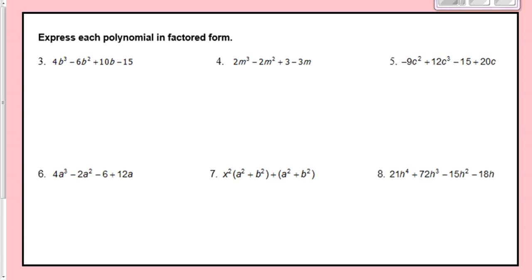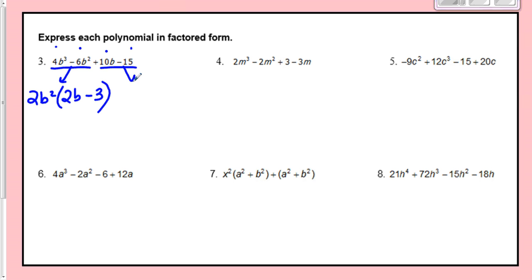So number 3, this problem, I'm going to check to see, do all four terms have something in common? Okay, 1, 2, 3, 4. No, they don't, right? 15, for example, the very last number, has nothing in common with all of the other ones. Has something in common with 10, but not 4 and 6 and all of them at one time. So I'm going to group the first two together. I can take out a 2b squared. I'm left with 2b minus 3.